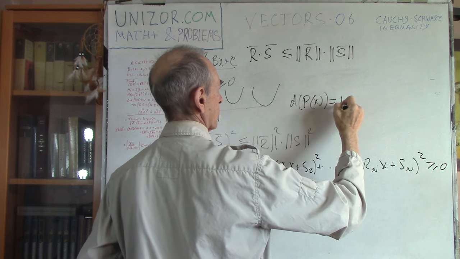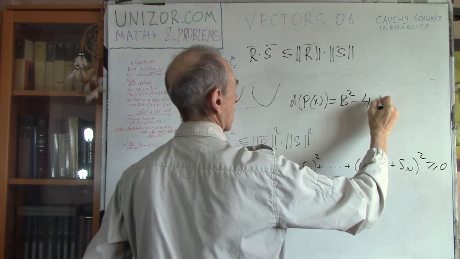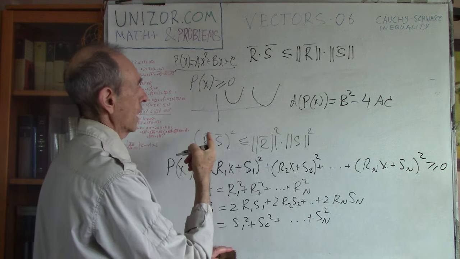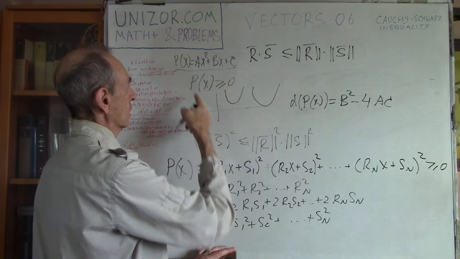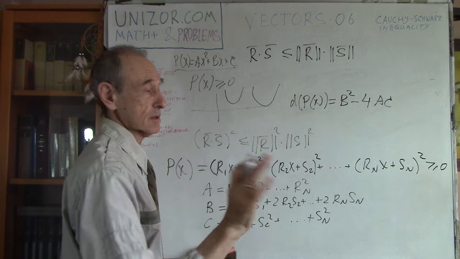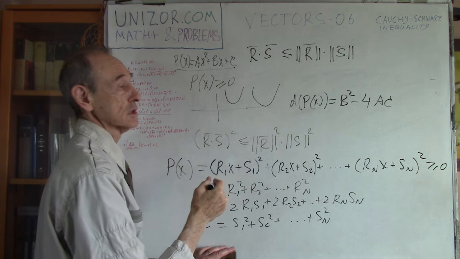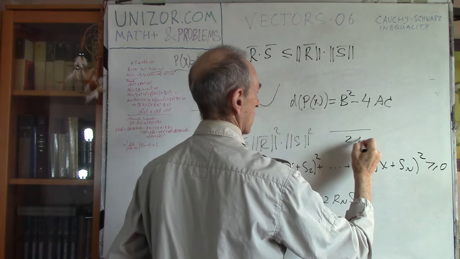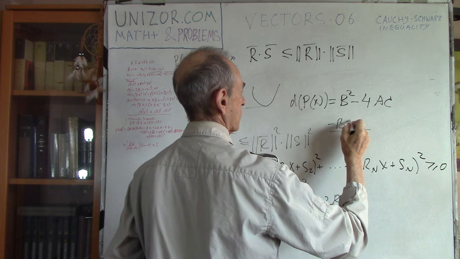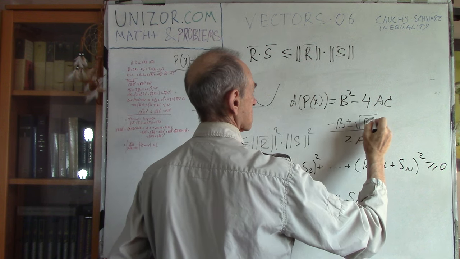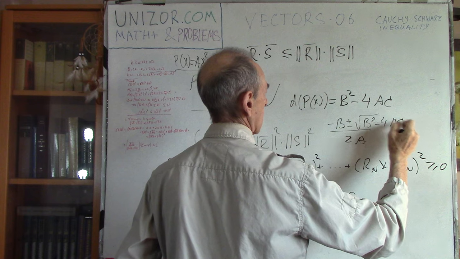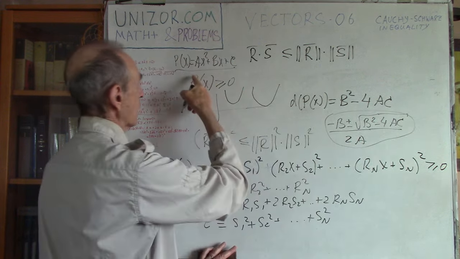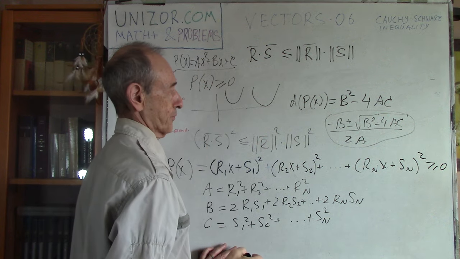It's b squared minus 4ac. Now, why? Well, let me just remind you. I do remember a certain formula, and the formula for the solution to the equation P of x equals zero is x equals minus b plus or minus the square root of b squared minus 4ac, over 2a. Now, that's the formula for the solution to the equation P of x equals zero.